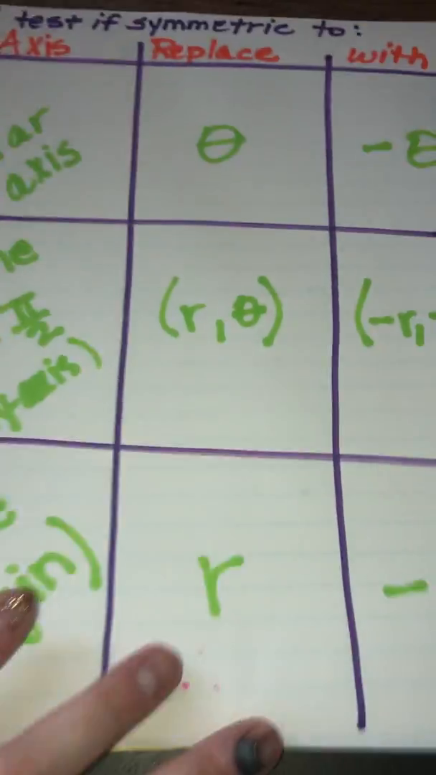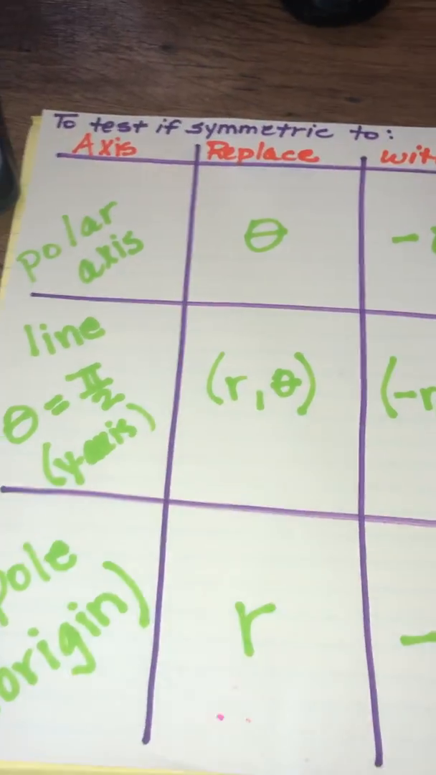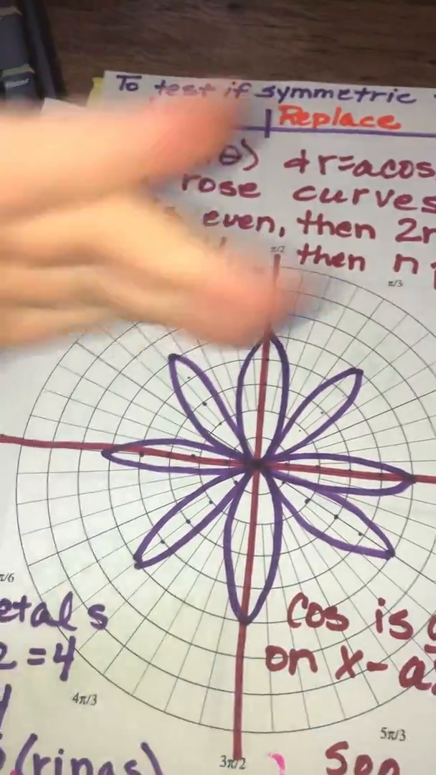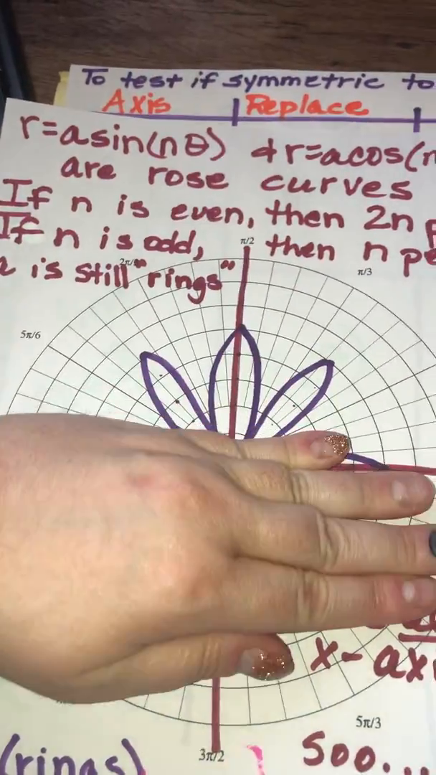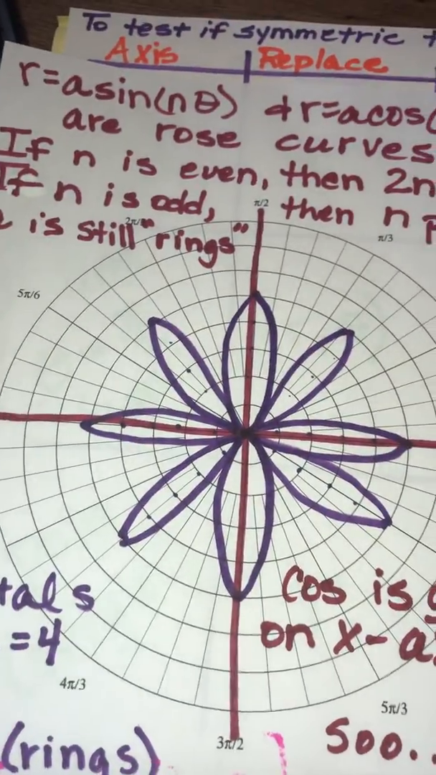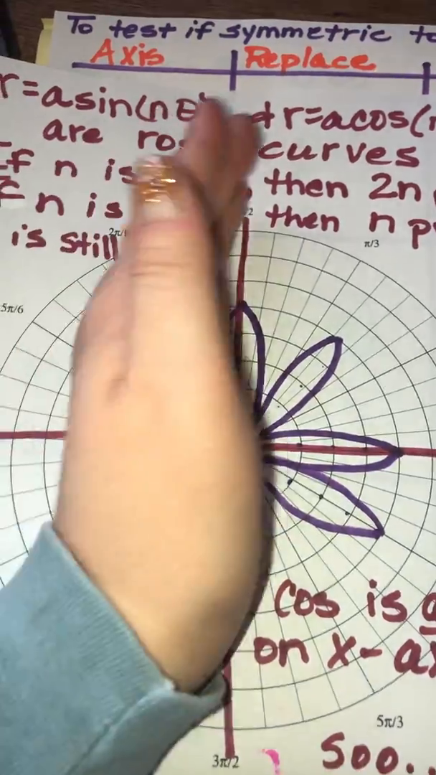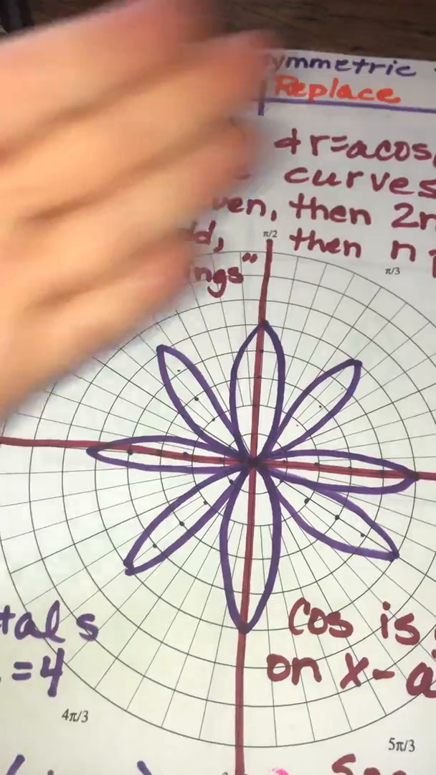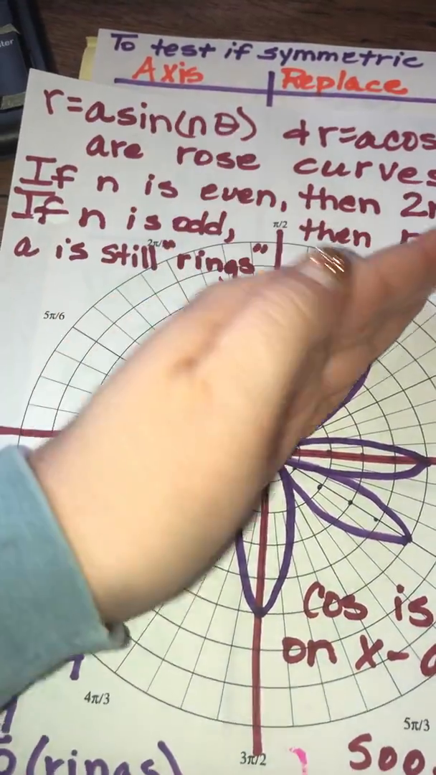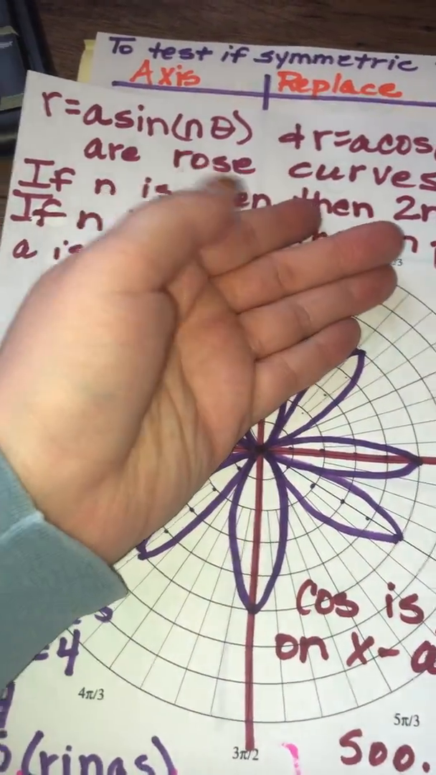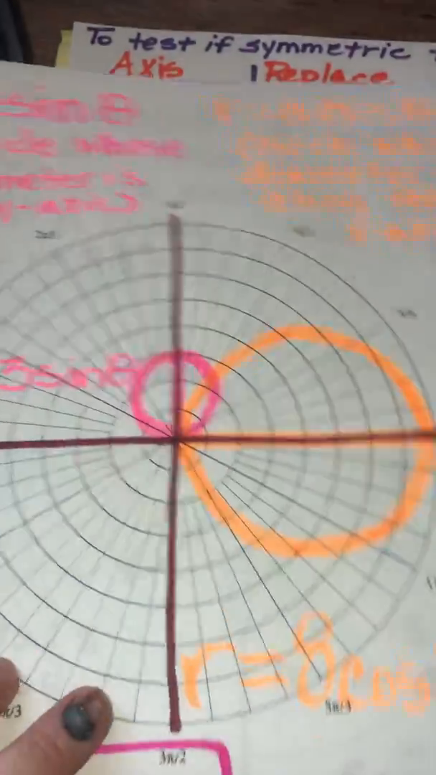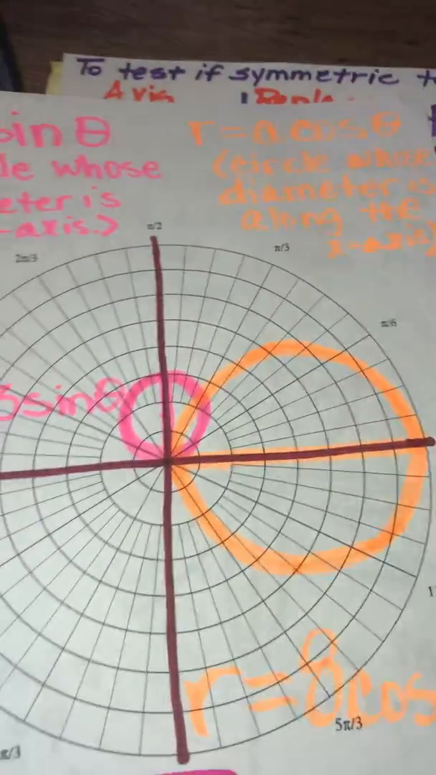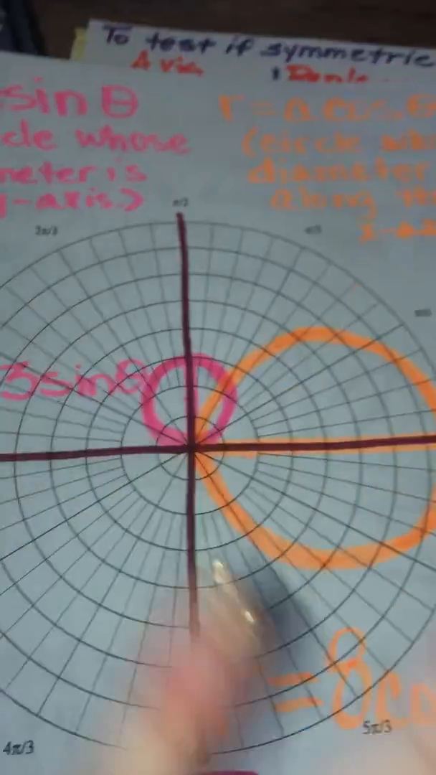To figure out what your picture is going to look like, for example, this rose curve is symmetric to the x-axis because I can fold it over the x-axis. It's symmetric to the y-axis because I can fold it over the y-axis. It's also symmetric to the pole or the origin, meaning I can fold it crookedly. But if you look at these circles earlier, they're not necessarily symmetrical to every axis.